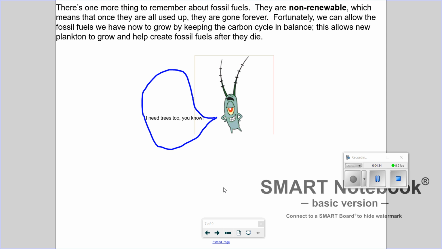There's one more thing to remember about fossil fuels. They are non-renewable, which means that once they're all used up, they are gone forever. Fortunately, we can allow the fossil fuels we have now to grow by keeping the carbon cycle in balance. This allows new plankton to grow and help create fossil fuels after they die. So just keep that in mind next time you're enjoying an episode of SpongeBob SquarePants.